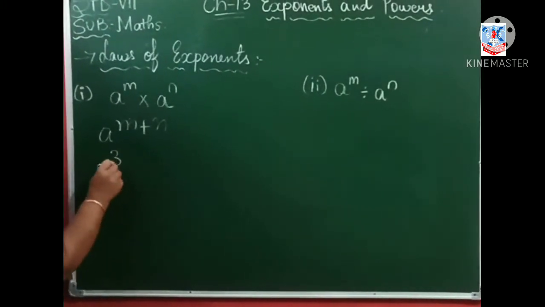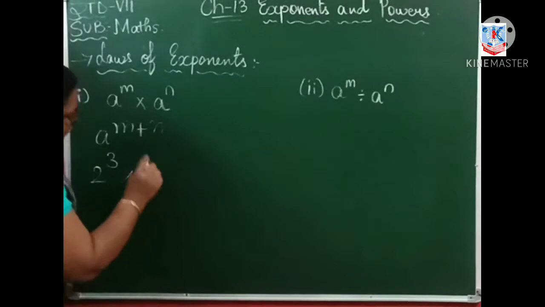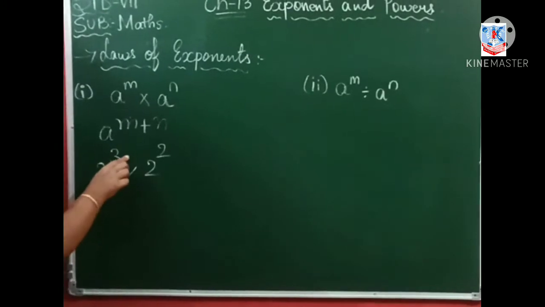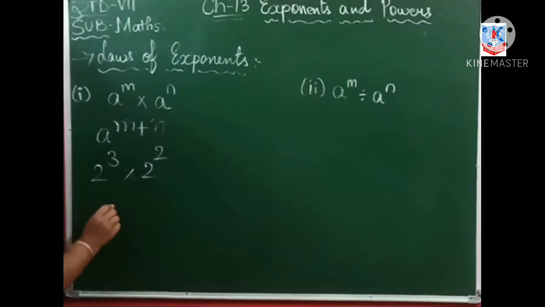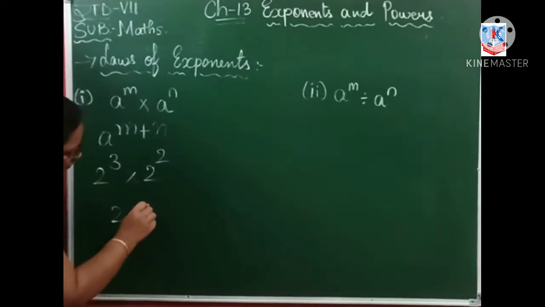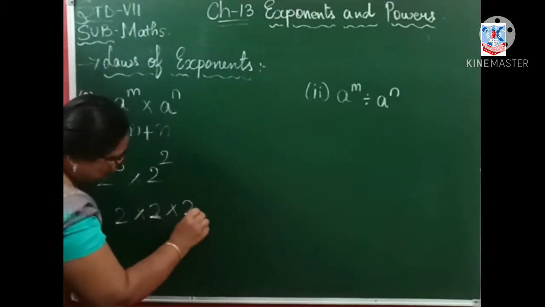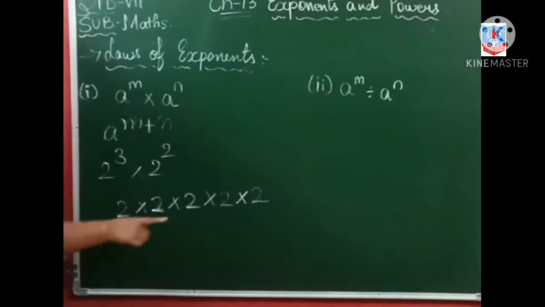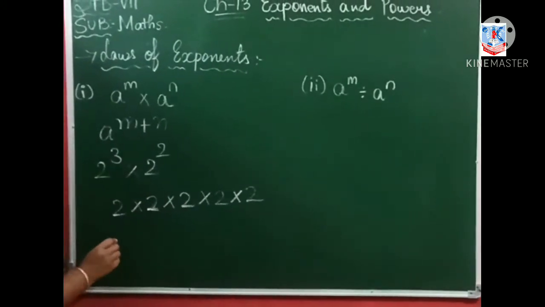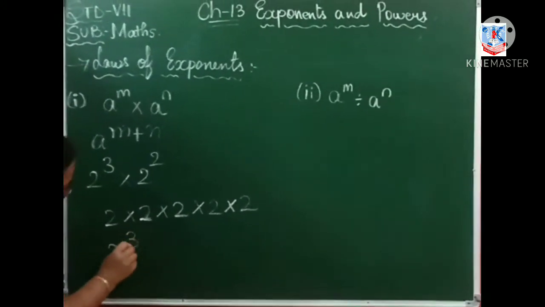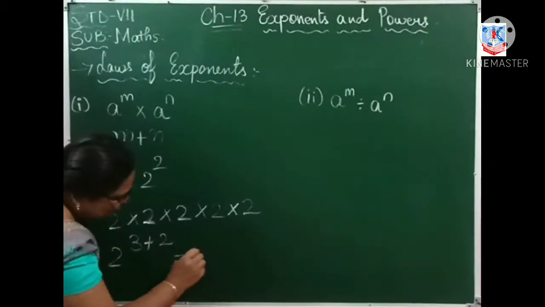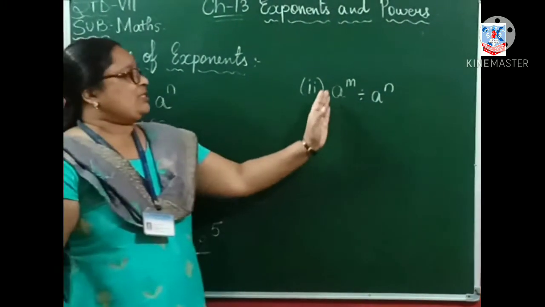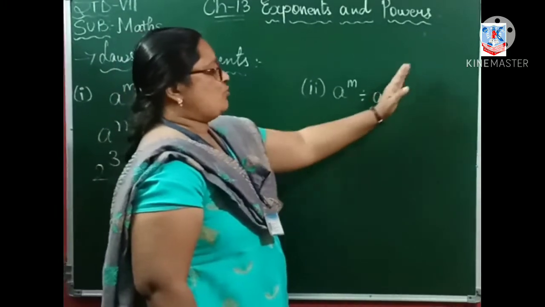Now let me explain this with the help of an example. 2 raised to the power 3 multiplied by 2 raised to the power 2. Now see, the base is 2. That means here 2 three times and here 2 two times. So 2 into 2 into 2 into 2 into 2. Now see, how many times 2? 5 times. So we can write this as 2 raised to the power 3 plus 2, which is equal to 2 raised to the power 5. Understood?